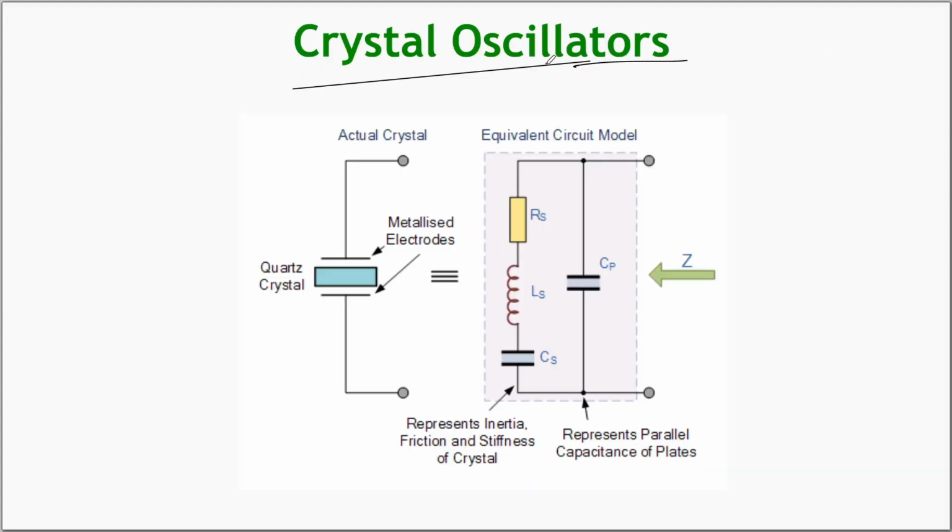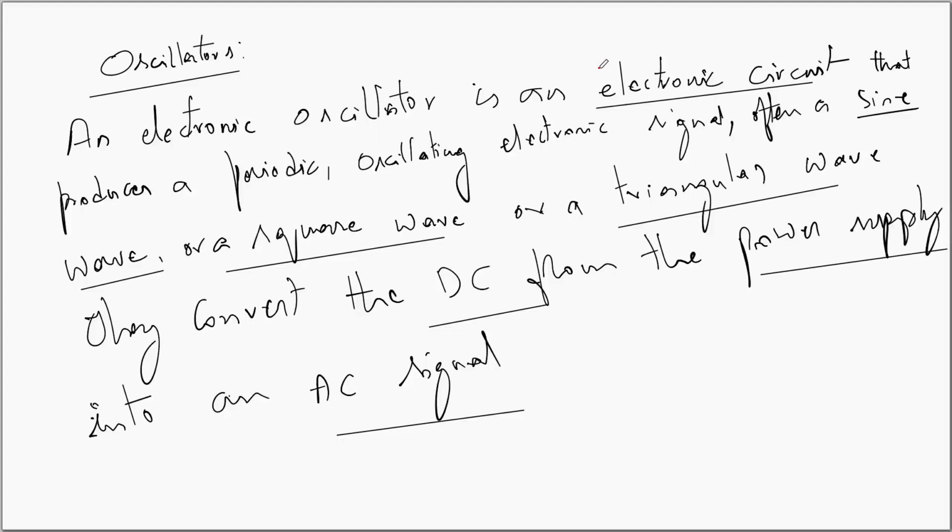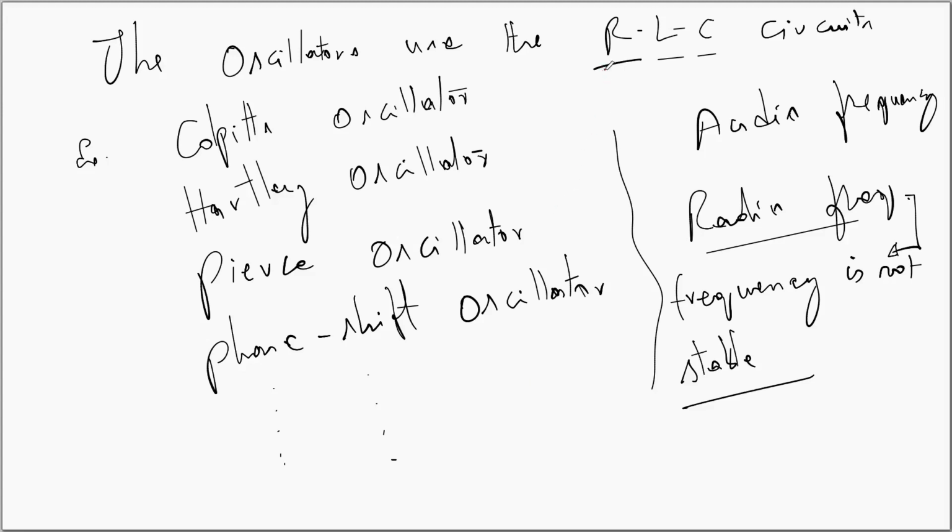In this video, we have discussed crystal oscillators. Before understanding crystal oscillators, we briefly discussed oscillators. An electronic oscillator is an electronic circuit that produces a periodic oscillating electronic signal, often a sine wave, a square wave or a triangular wave. They convert the DC from the power supply into an AC signal. Oscillators use RLC circuits or tank circuits. We have seen examples: Colpitts oscillator, Hartley oscillator, Pierce oscillator, phase shift oscillators. These oscillators generally work at audio frequency.